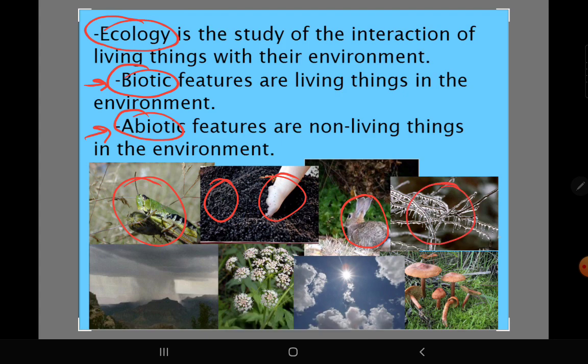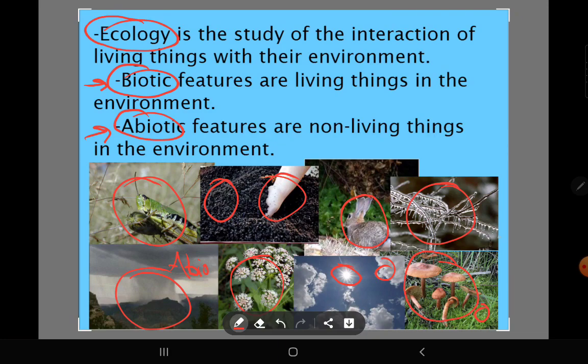You have these branches, which are biotic because they are living, but then the ice on them is abiotic. Here you have water falling down from clouds, and that's abiotic. These flowers, they are biotic. The sun is abiotic. The clouds are abiotic. Here we have mushrooms, and they are biotic. We have grass. So when we study ecology, we study all of these things together.